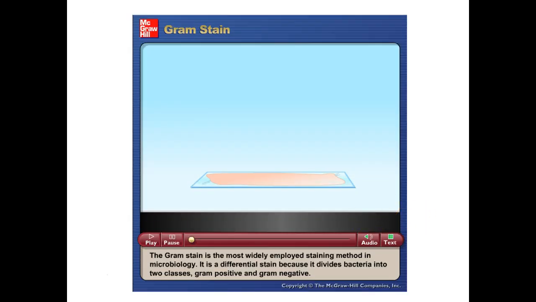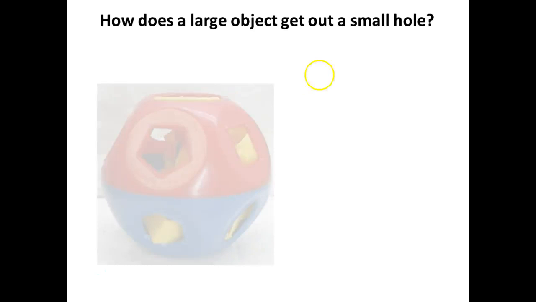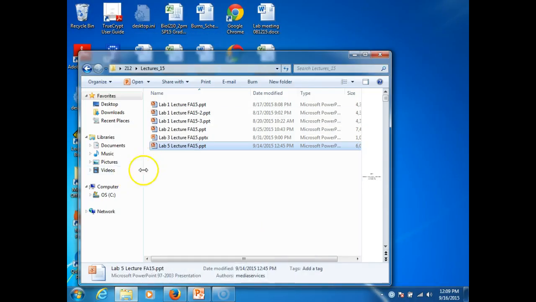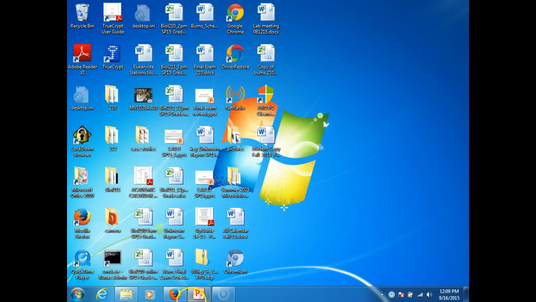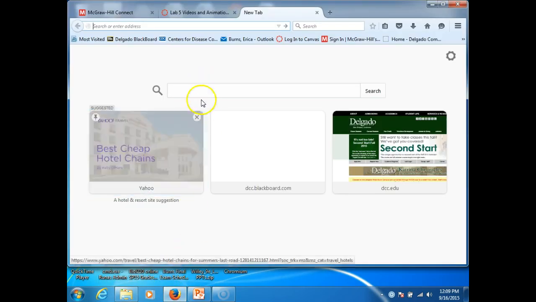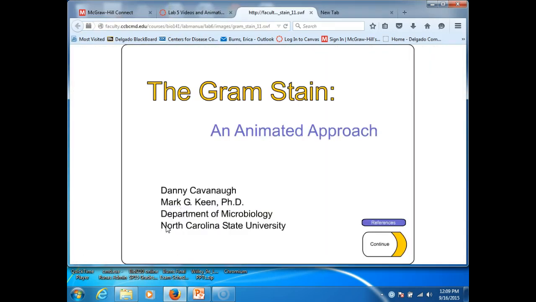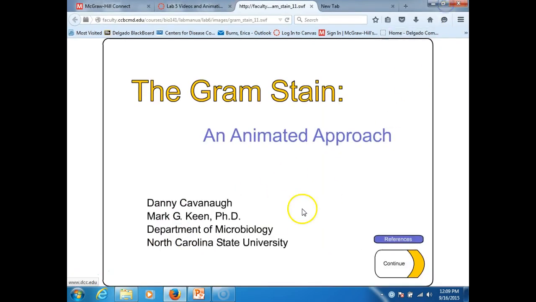So this is that other animation, right, that you guys also have access to. And I'm not going to play this one. Instead, I'm going to show you this other one, which is listed as gram stain animation 2. It doesn't have any audio, but I really like the graphics.